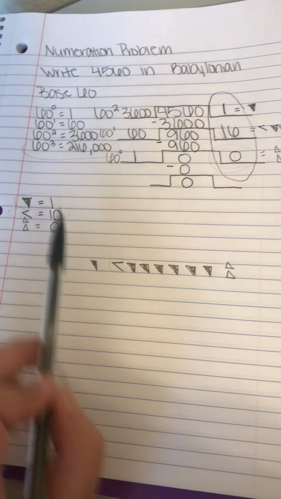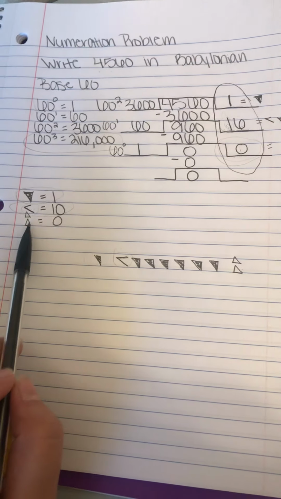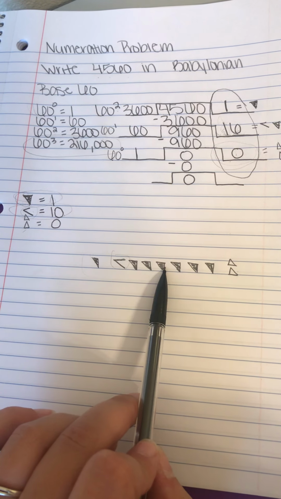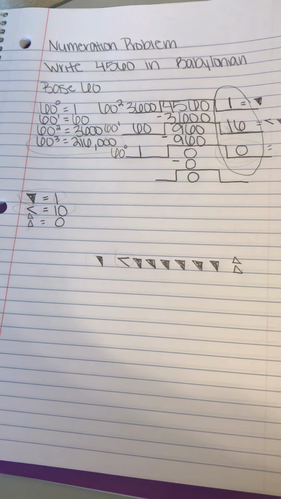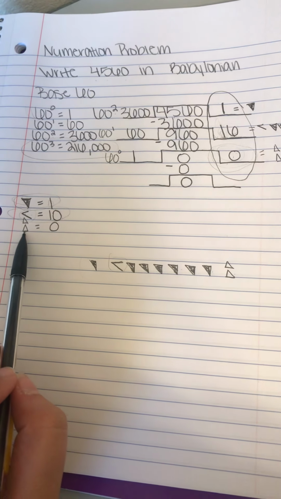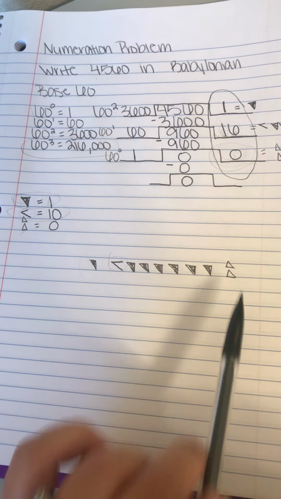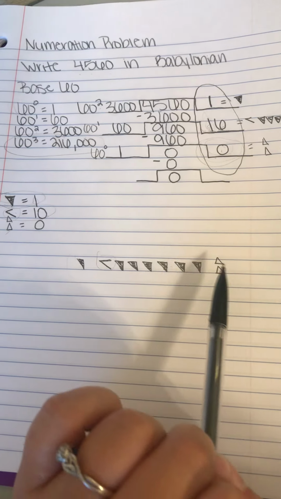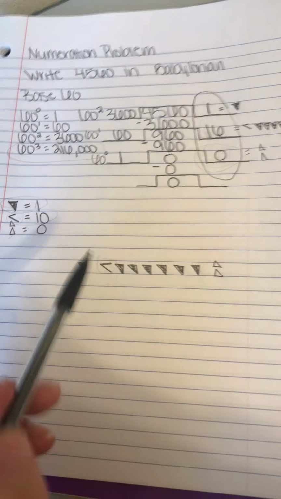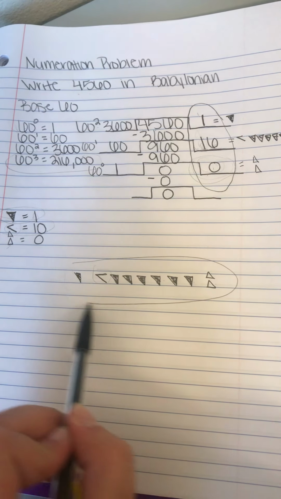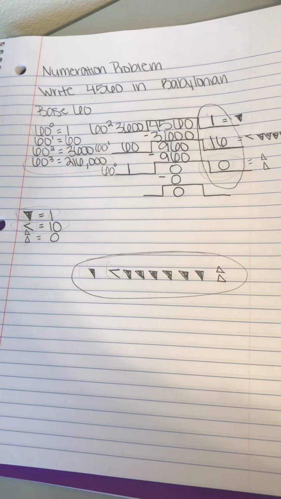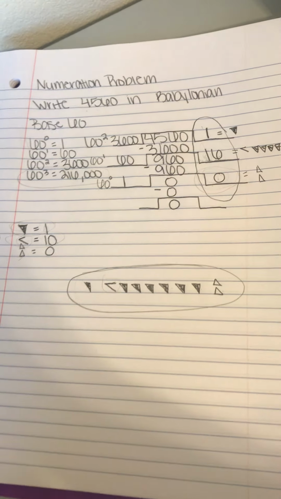We have one of those. Our 6 is in our ones column, and our downward facing triangles equal 1. So we have 1, 2, 3, 4, 5, 6 of those. And then our bottom number here is 0, and zeros are our 2 triangles facing up on top of each other. So we have all of our numbers accounted for, and this would be our answer. So that is how you write 4,560 in Babylonian.